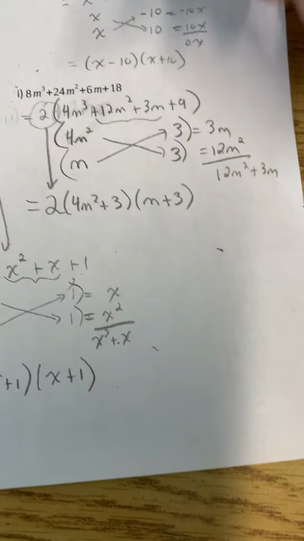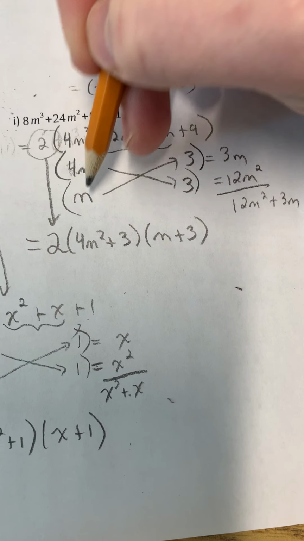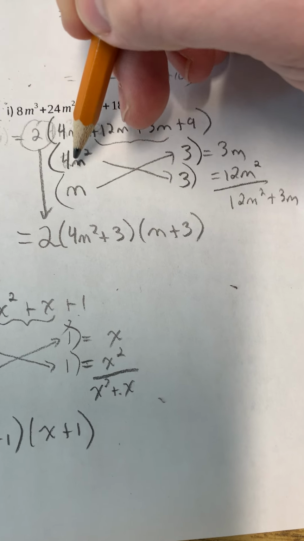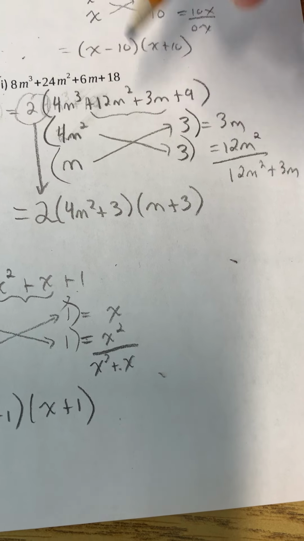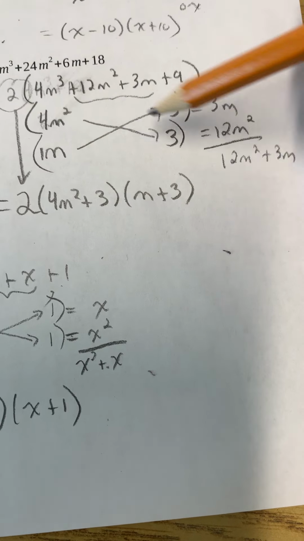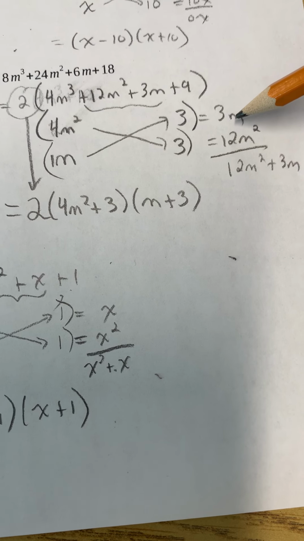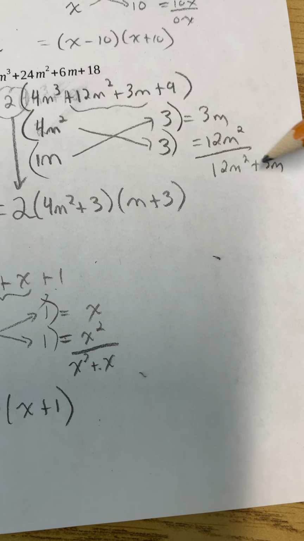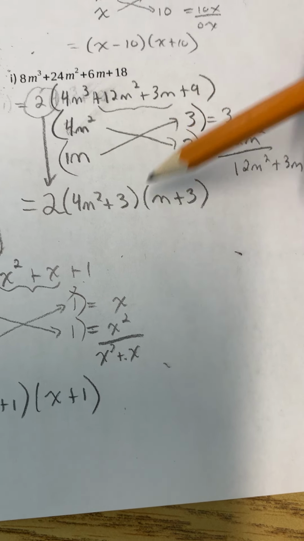So again, break down the first term. So m cubed breaks down into m squared and m. 4, you could do 2 and 2, but if you did it, you would have got 6 and 6. Won't match this. So I broke it down to 4 and 1. 4m squared times 3 is 12m squared. M times 3 is 3m. Add them together, it's 12m squared plus 3m, which is the same as the middle values. Okay, so those are our two brackets.